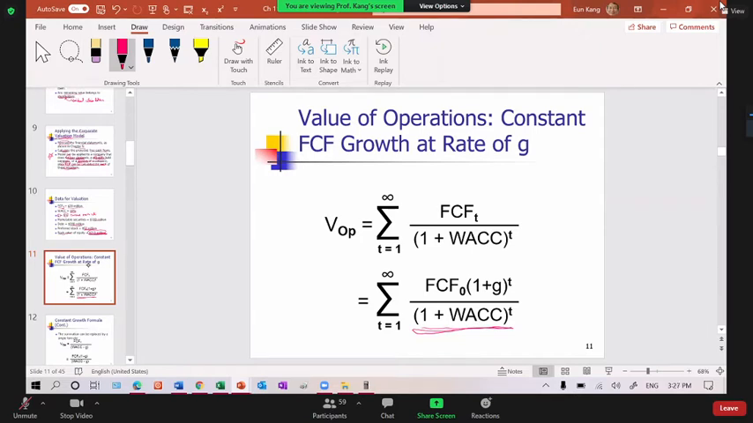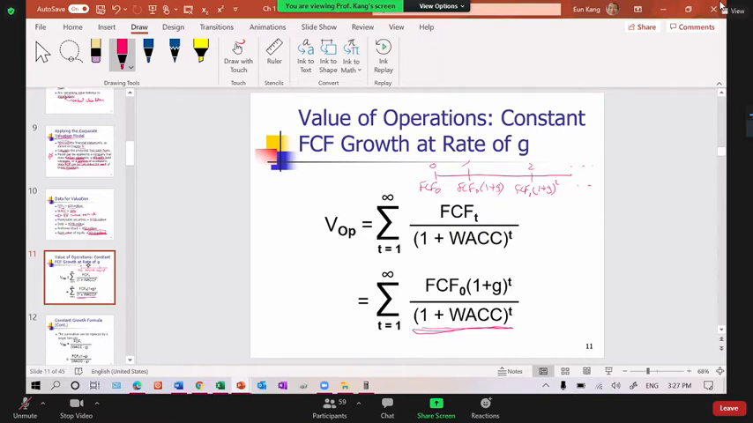Discounted. What did you say? I said discounted. What is the name of this cash flow? That is the cash flow name. The name of this cash flow stream, like time 0 is free cash flow 0, time 1 is free cash flow 0 times (1 plus g), time 2 is free cash flow 0 times (1 plus g) squared, and so on.